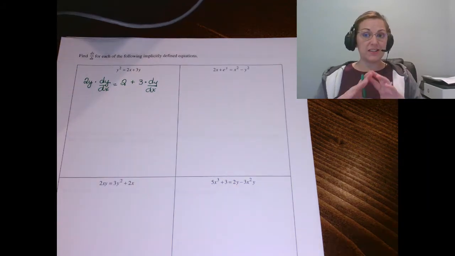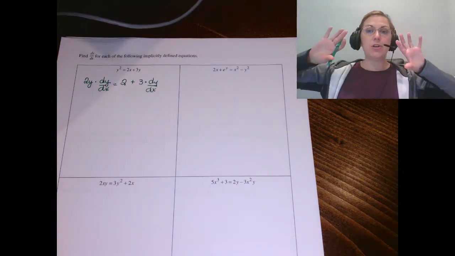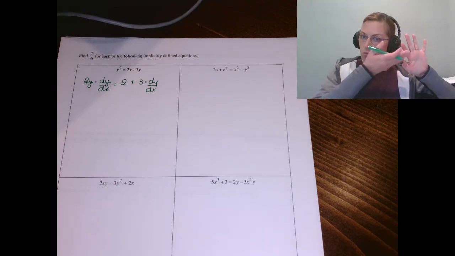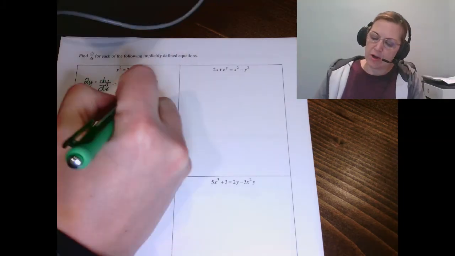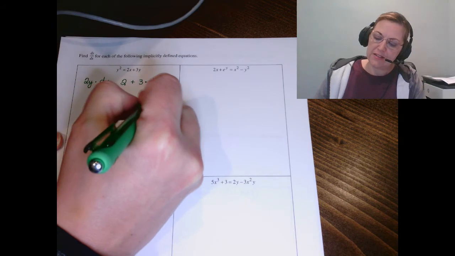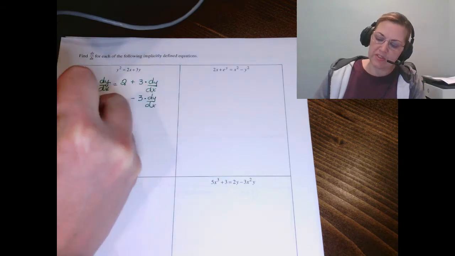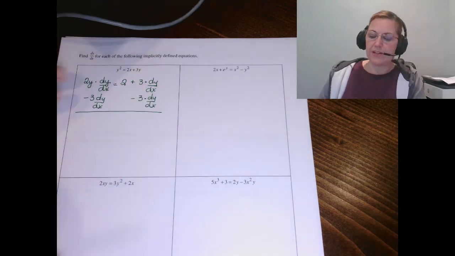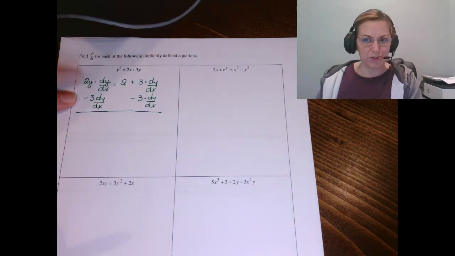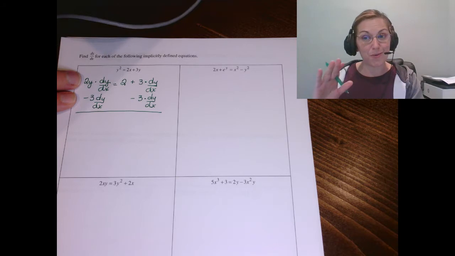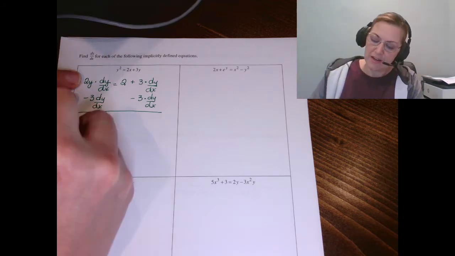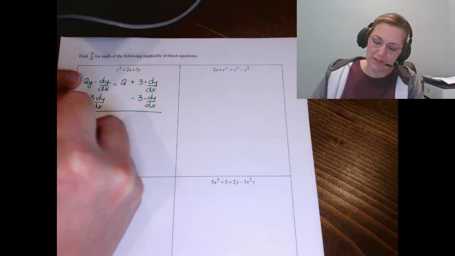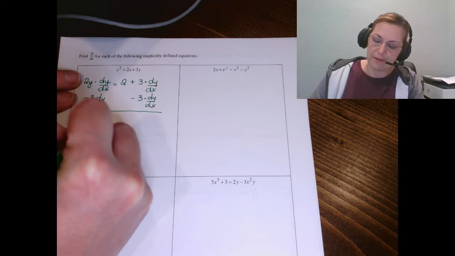Now, once you're at this step, you've taken the derivative. Now you need to get all the dy/dx's on one side. So I'm going to subtract this 3 dy/dx from both sides. Now, friends, we cannot subtract those two. They're not like terms. One of them has a y, the other doesn't. So what we get to do is to write them side by side.